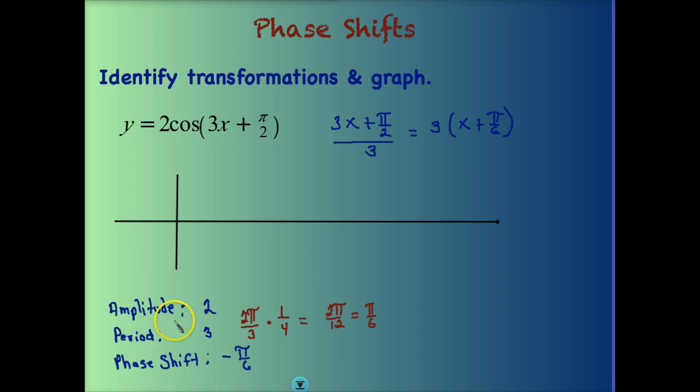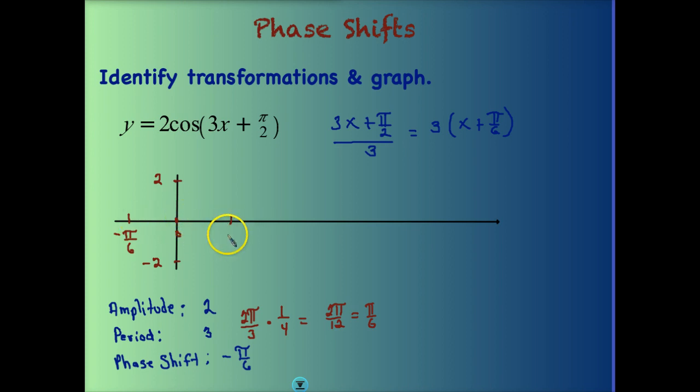Now if I go ahead and graph this, my amplitude then is 2. So I'll put positive 2 there, negative 2 there. My midline is at 0. My phase shift is negative pi over 6. So that means I'm going to start back here. I'm going to shift to the left, negative pi over 6.